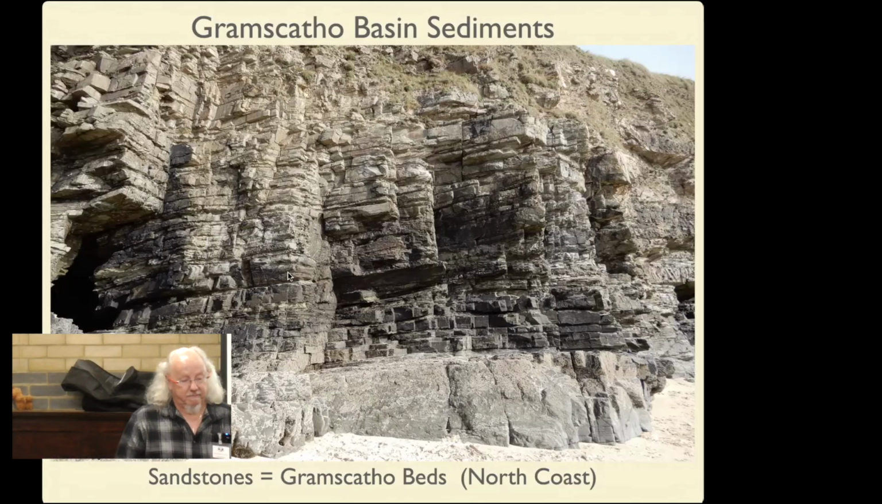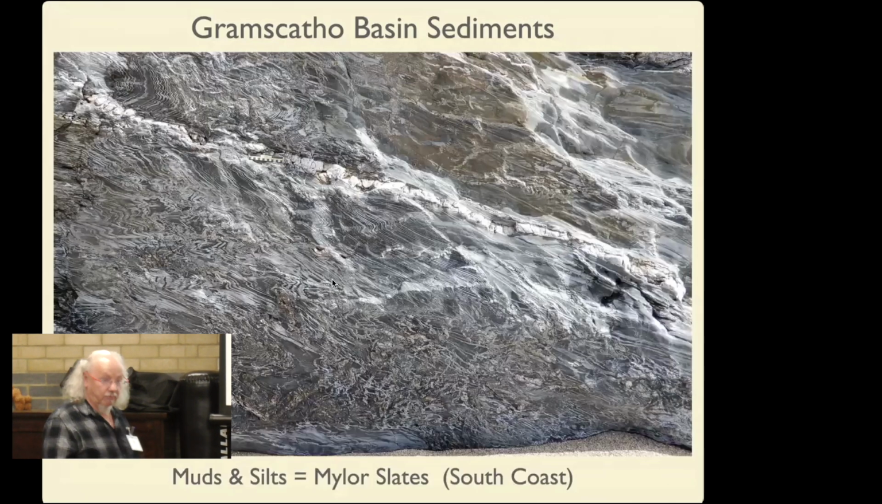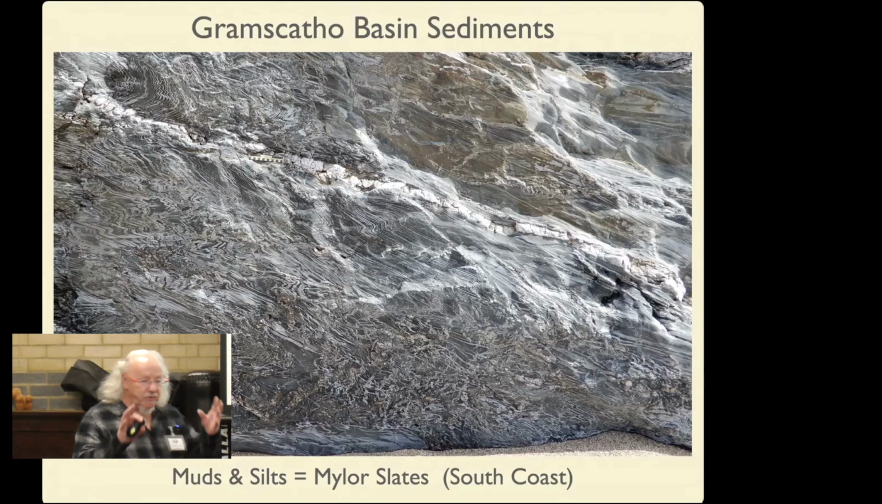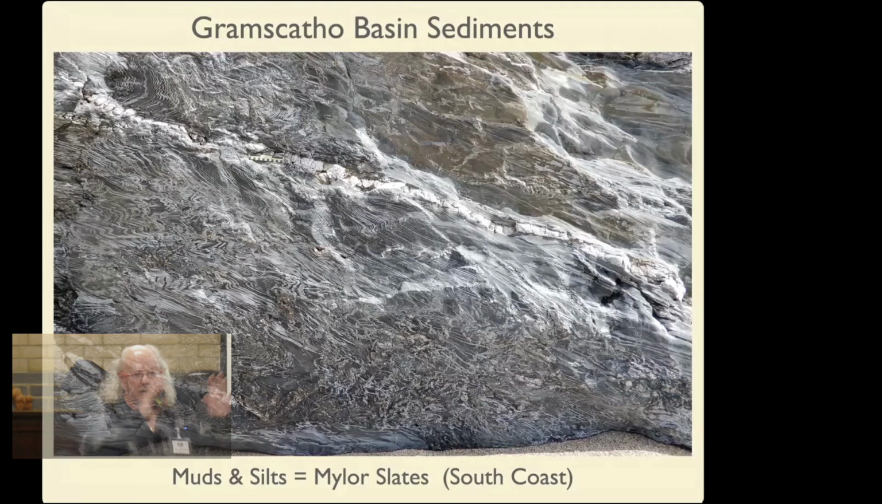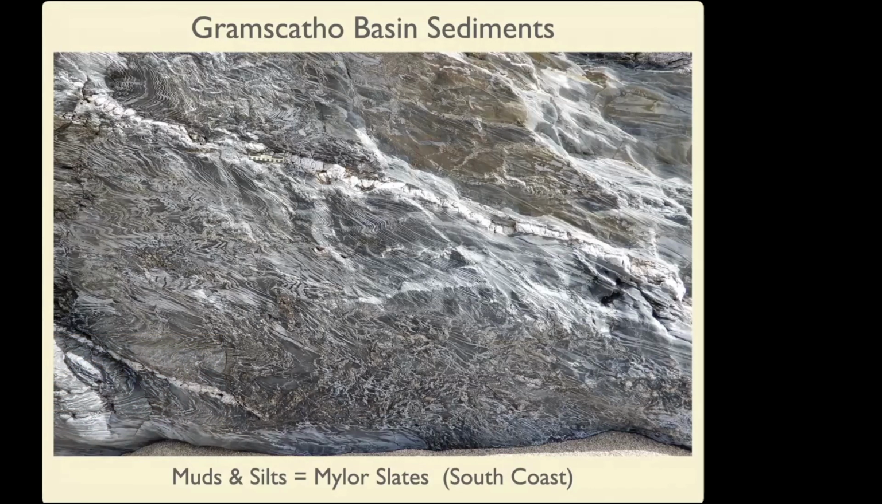The other facies are slates, or when they were laid down, mudstones. They are fantastically folded and distorted and all sorts of things. I'll show you some more pictures of those as well. So those are the two fundamental facies types within that Gramscatho Basin.